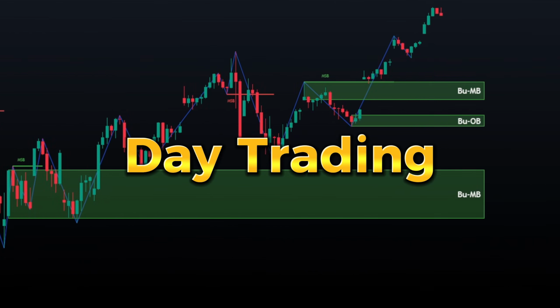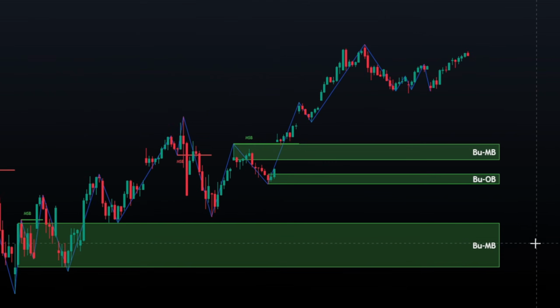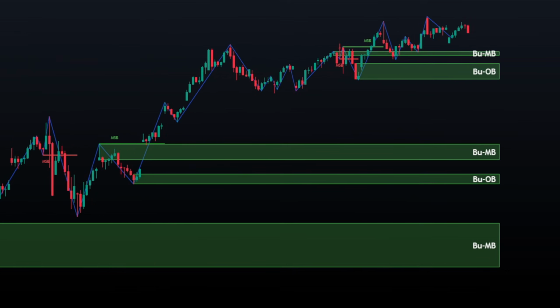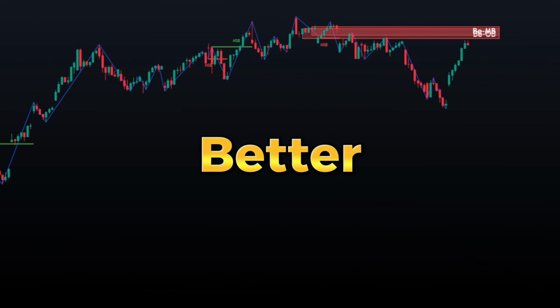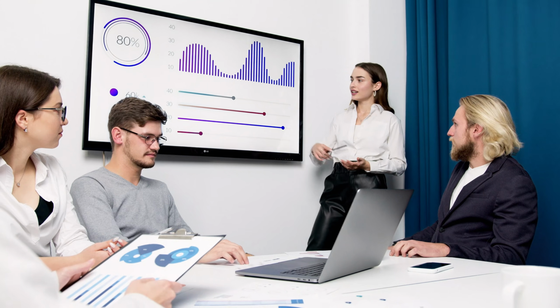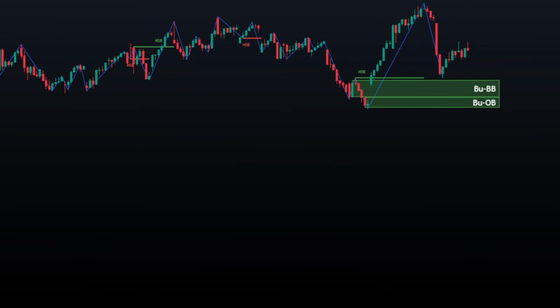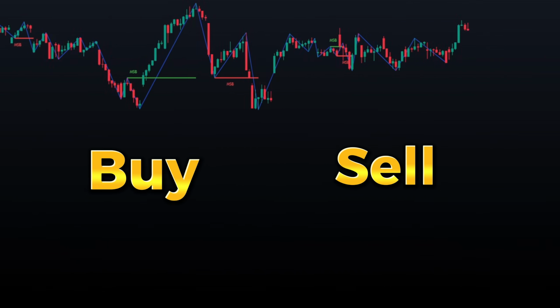This setup can be used for day trading, swing trading, scalping, and can also be applied to all markets, including crypto, stocks, forex, options, and futures. These indicators help you find important points on your charts, making you a better and more profitable trader. I'll also guide you on how to use these indicators on your charts. Additionally, I'll introduce an indicator that gives you signals for when to buy and sell in the market.